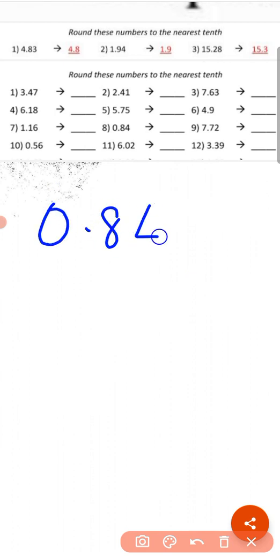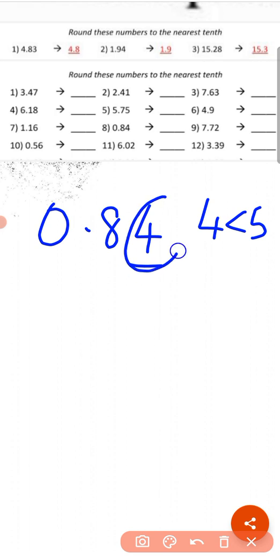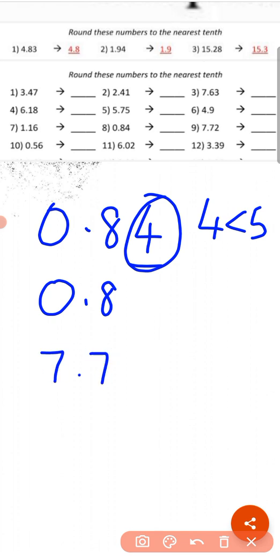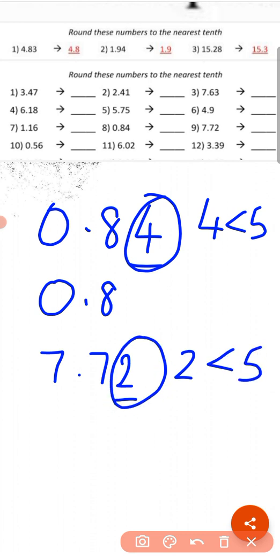Next 0.84. Digit at the 100th place is 4, which is less than 5. So remove this place. 0.8 is our answer. Next 7.72. Digit at the 100th place is 2, which is less than 5. So remove this place. So our answer is 7.7.